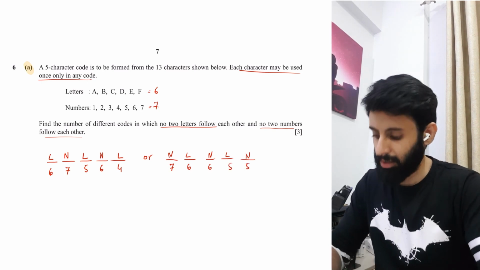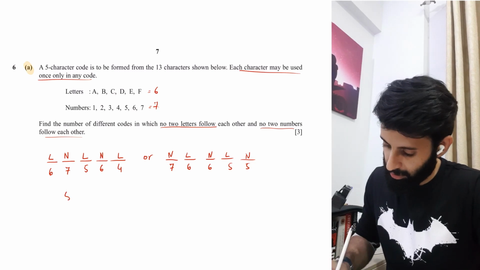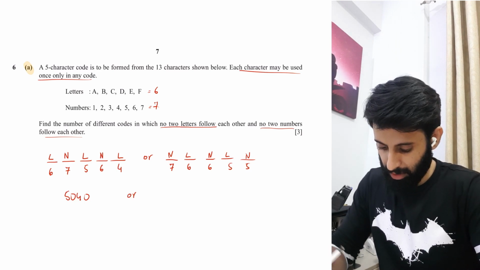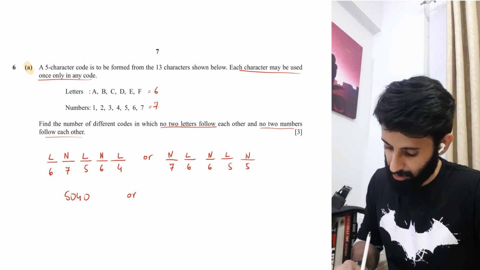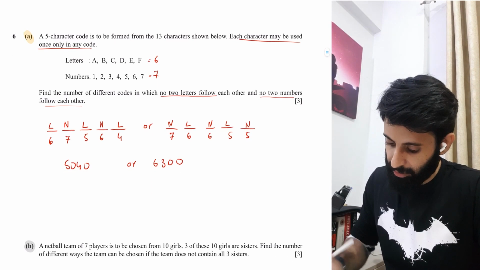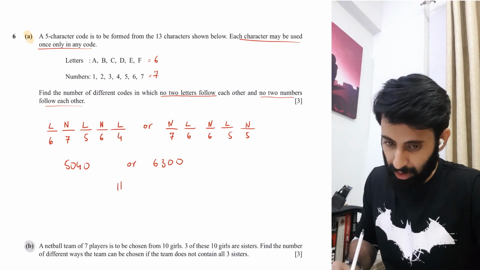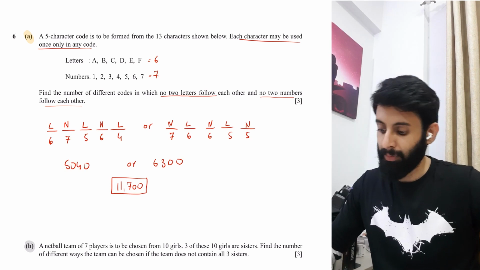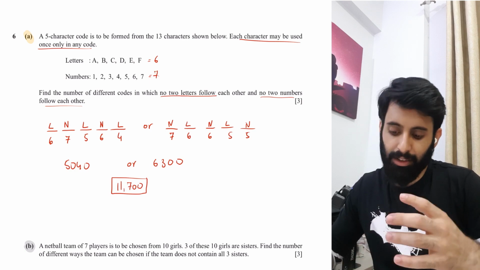So let's work this out on our calculator. 6 times 7 times 5 times 6 times 4 is 5040, or 7 times 6 times 6 times 5 times 5, which is equal to 6300. So 5040 or 6300. Let's sum them up and see what we get: 11,700. So you can make a total of 11,700 different 5-character codes using these 6 letters and these 7 numbers.